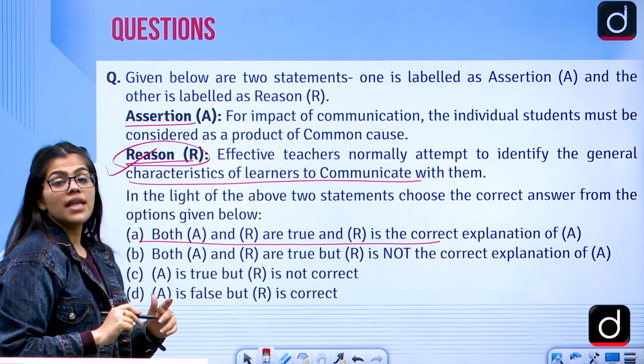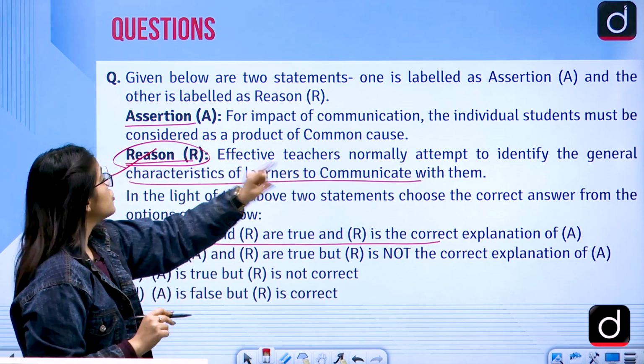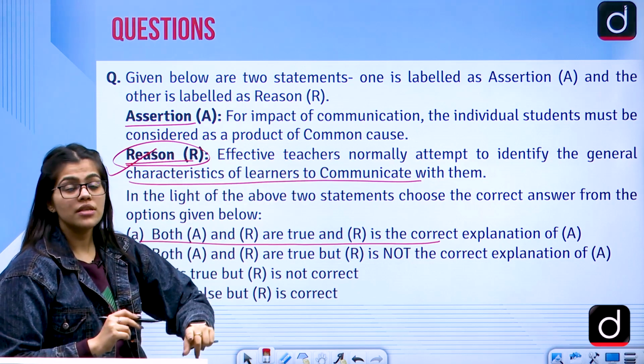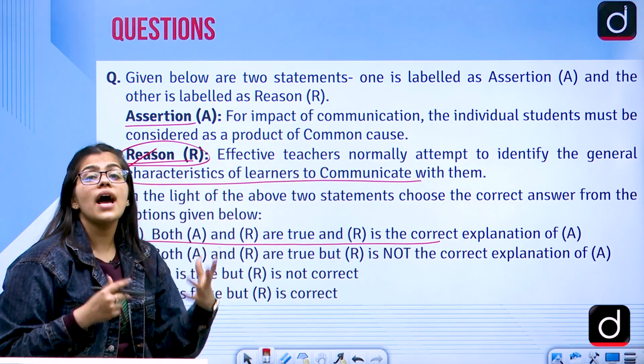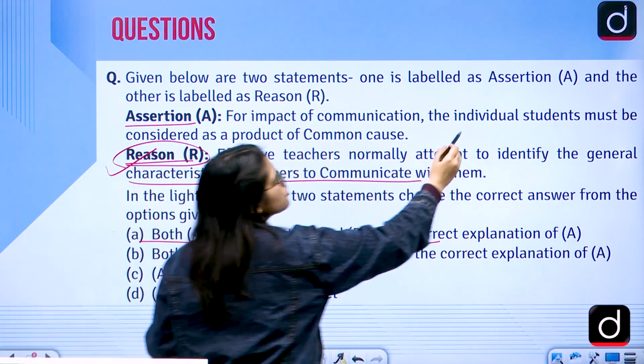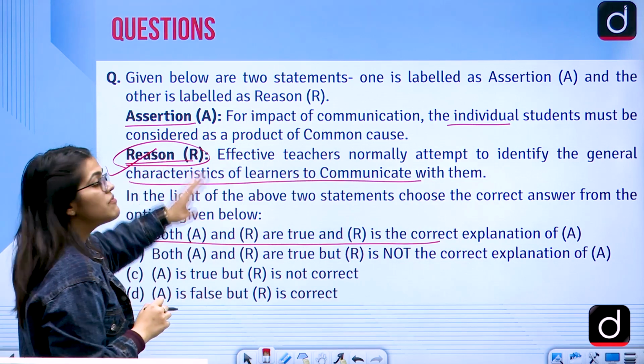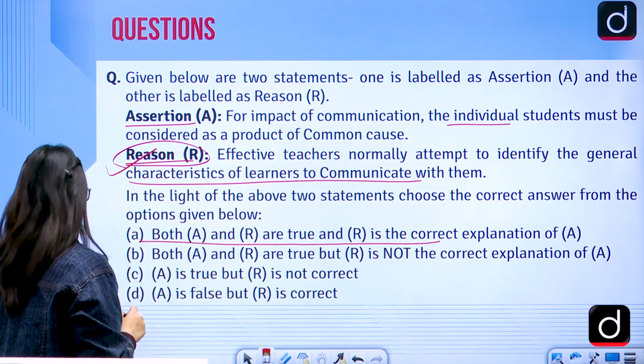Hence this means that the reason is also correct, and when you actually follow the generalized characteristics of the learners, you know that these are the basic needs and I have to provide this to this child, then definitely the individual students would also be satisfied. This means that my reason is very correct for the assertion.